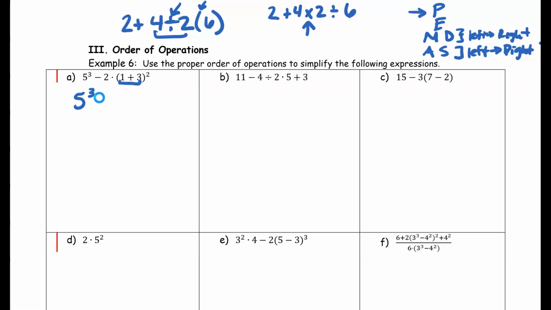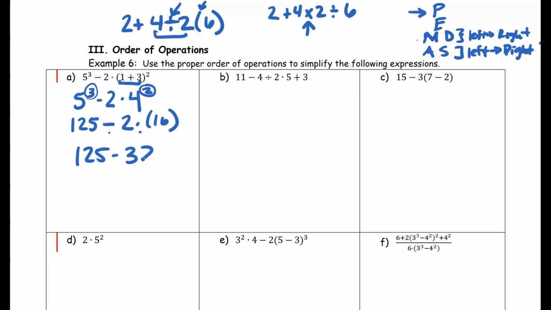So we're going to write down 5 cubed minus 2 times 1 plus 3 is 4. So I'm going to write 4 to the second power. Now I'm going to do exponents next, and you could work left to right or do them really at the same time. 5 times 5 times 5, 125, minus 2 times 4 times 2 is 16. Now I've got subtraction and multiplication. So I'm going to do multiplication first because it comes before subtraction. So 125 minus 32, and that gives me 93.